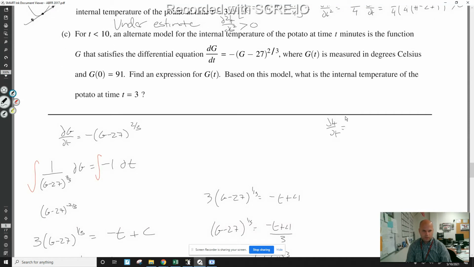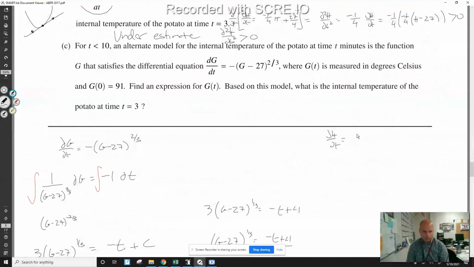dh/dt equals negative 1/4 (h minus 27). I would leave the negative 1/4. I would move the h over 27. And this is one I wanted to show you because the antiderivative of the left side we haven't seen yet involves a log. This is h minus 27 to the first. If you were to rewrite it, it'd be h minus 27 to the negative first.